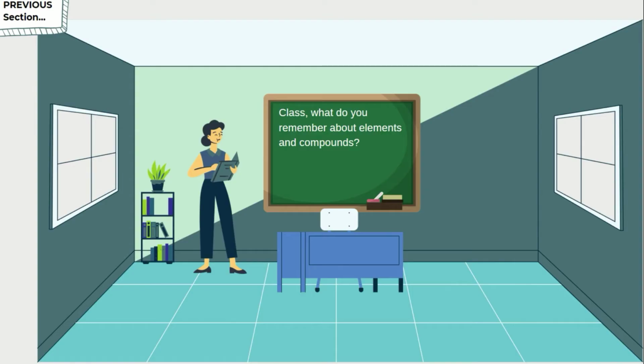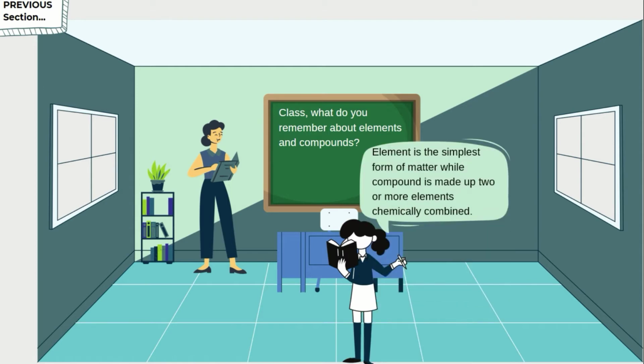Let us now proceed to your previous discussion on elements and compounds by answering this question. What do you remember about elements and compounds? Very good! Element is the simplest form of matter, while compound is made up of two or more elements chemically combined.